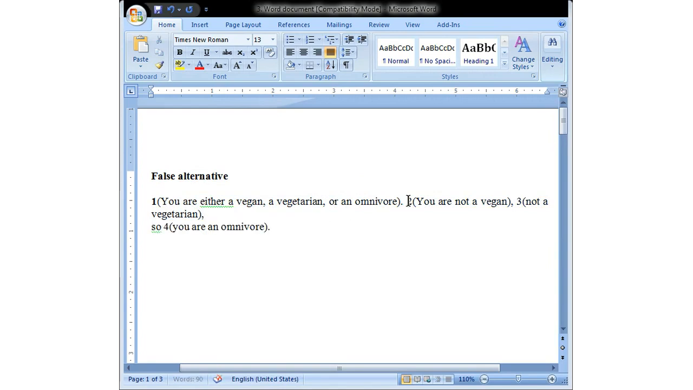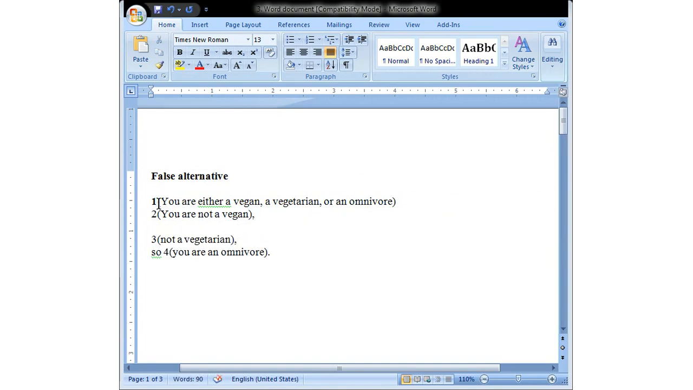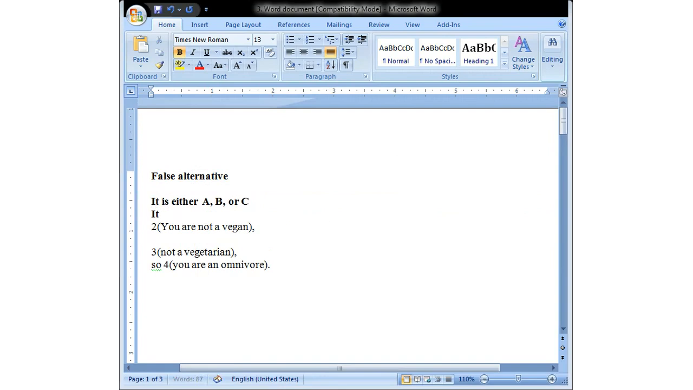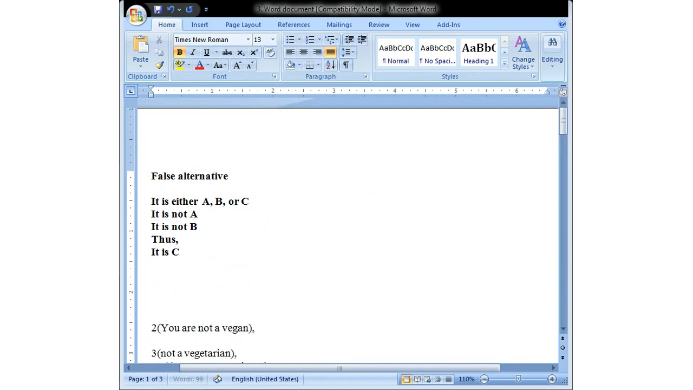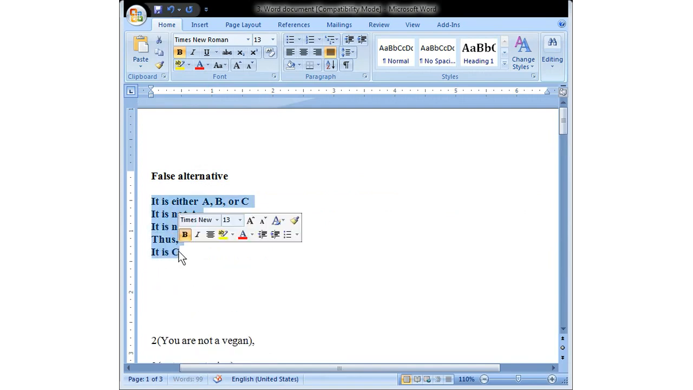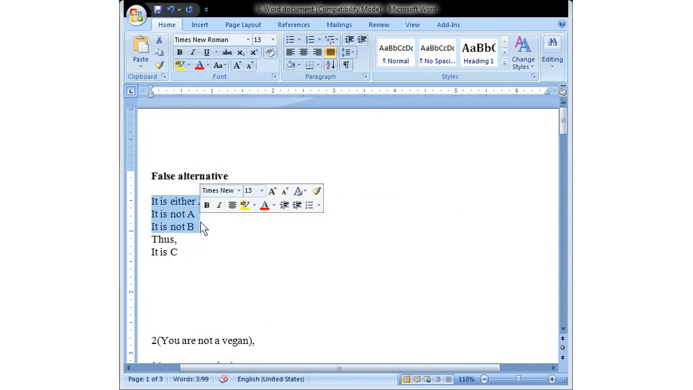So if you take these premises and you line them up, right? You're not a vegetarian, right? This is what it would look like. So let's say it is either A, B, or C. Other premise, it is not A, it is not B. Thus, it is C. Look, logically, look at this argument. The conclusion follows if these premises are true.